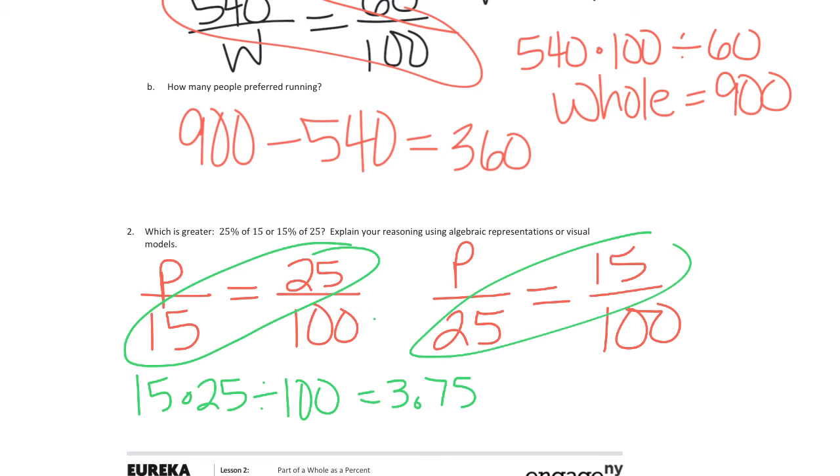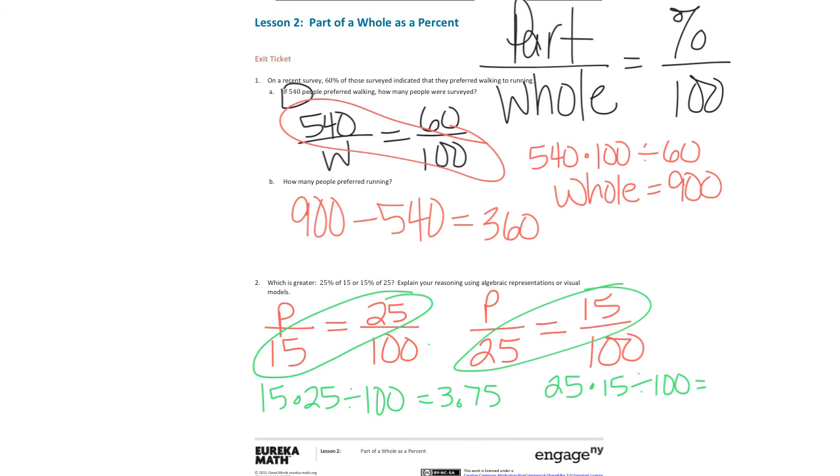Okay, on this one, we multiply these, divide by the number we haven't used yet. So 25 times 15 divided by 100. And when we plug that into our calculator, we also get 3 75/100. So it says, which is greater? Well, neither one is greater. They are equal to each other.